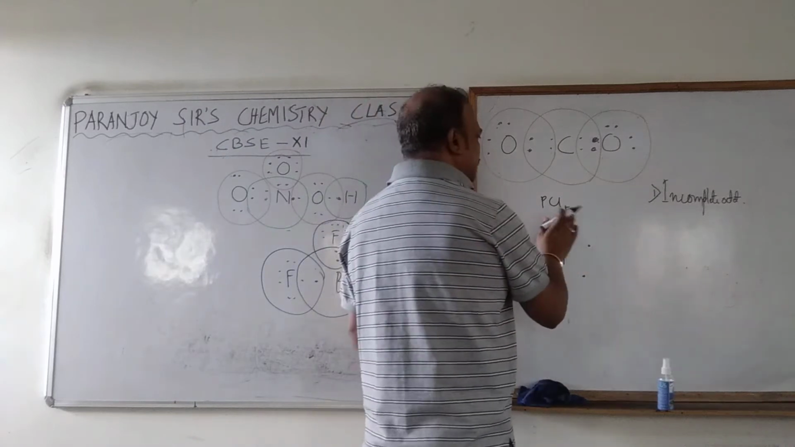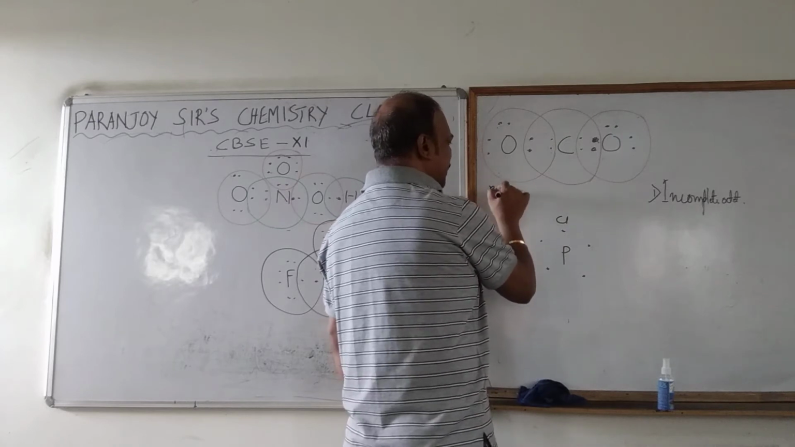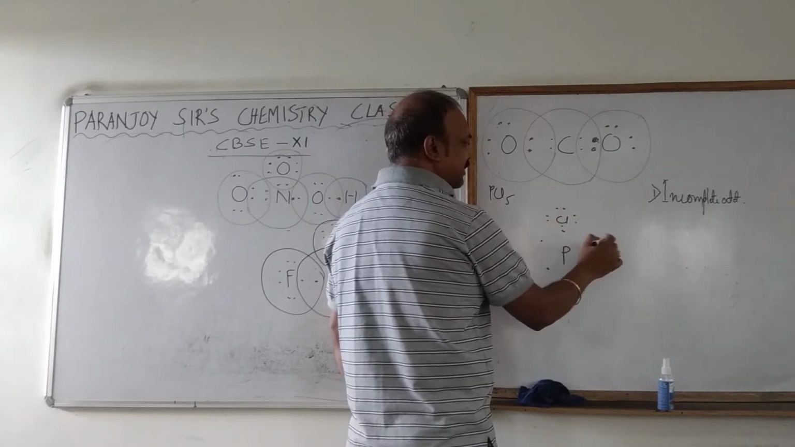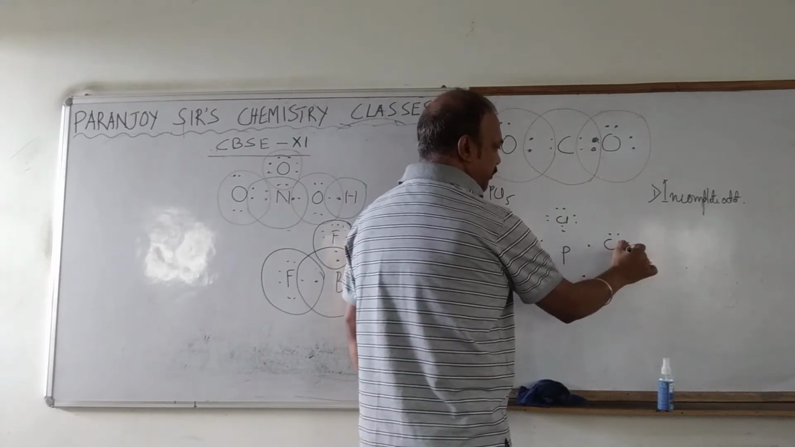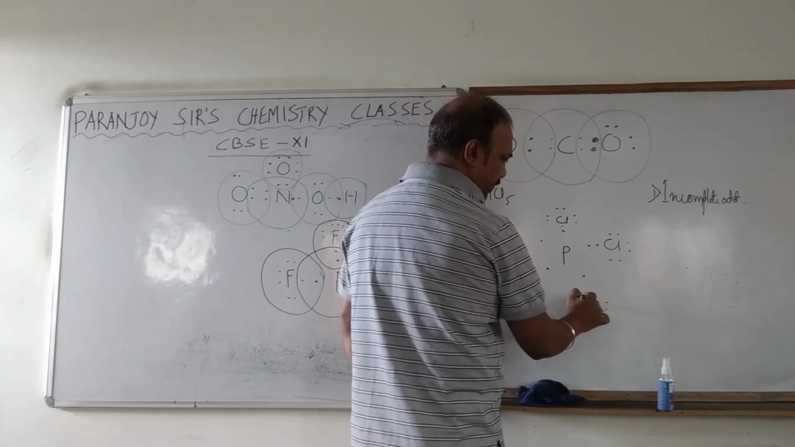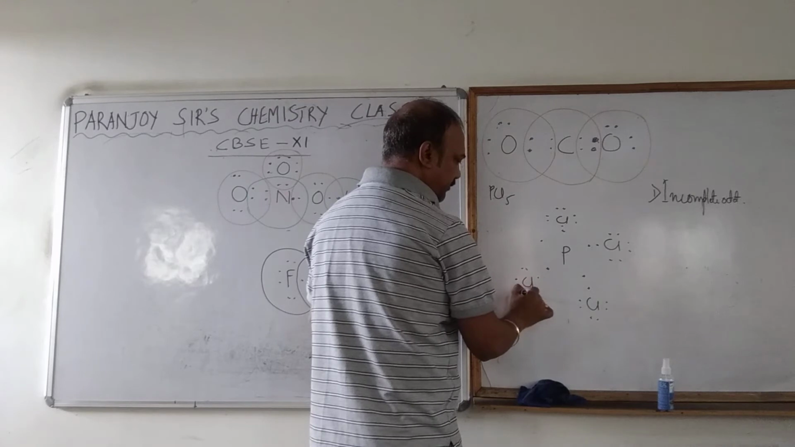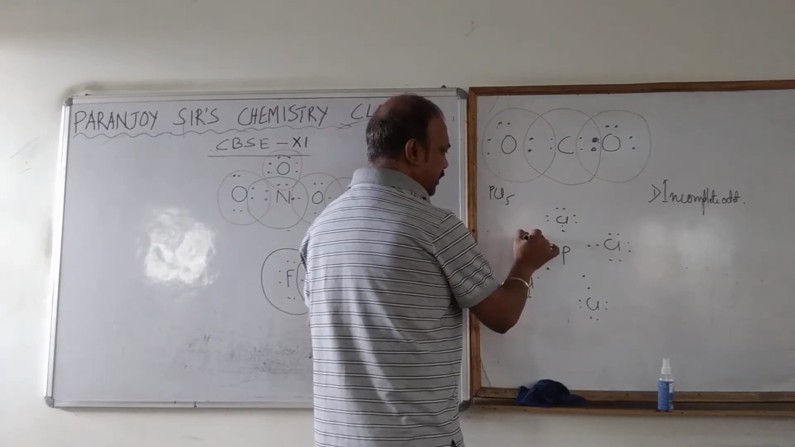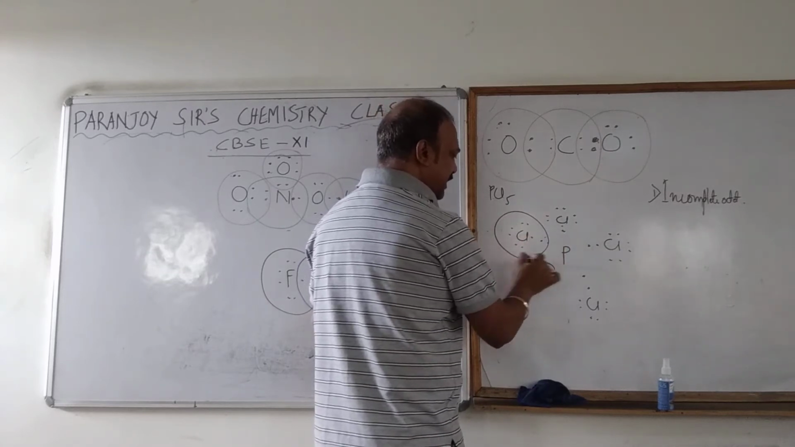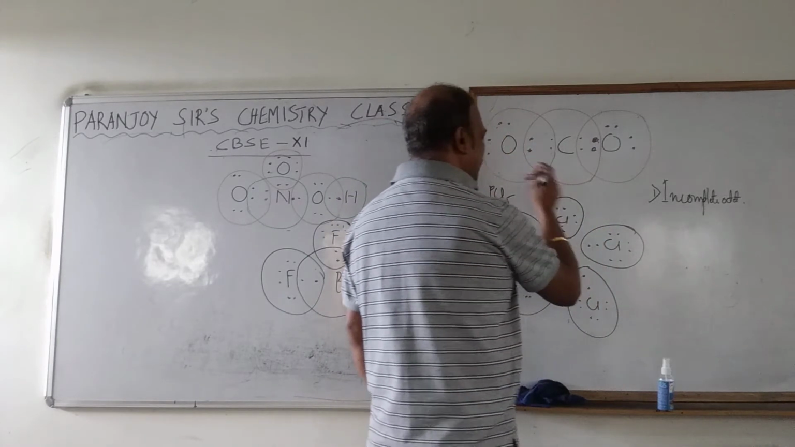Now each chlorine has 7 electrons in its valence shell. You know this. Each chlorine has 1, 2, 3, 4, 5, 6 and 7. The chlorines can very easily become 8 by just sharing 1 electron from phosphorus.